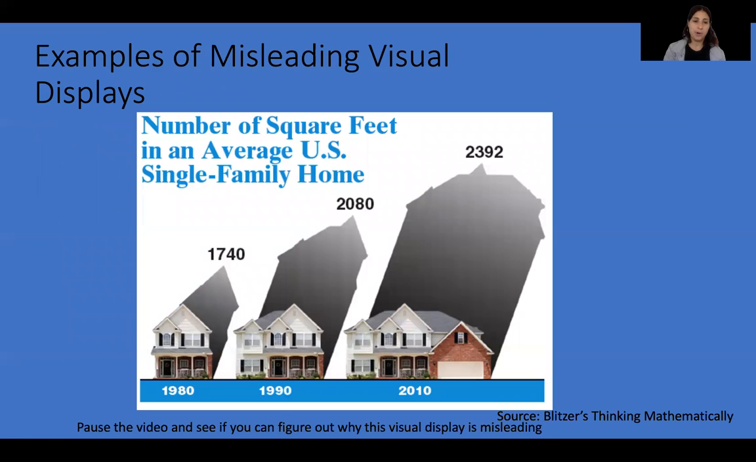So here's an example. I'd like you to try and pause the video and see if you can figure out why this visual display is misleading. Okay, here you have the number of square feet in an average US single family home, the years on the horizontal axis, and the square feet on the vertical axis. All right, pause the video and let's resume.